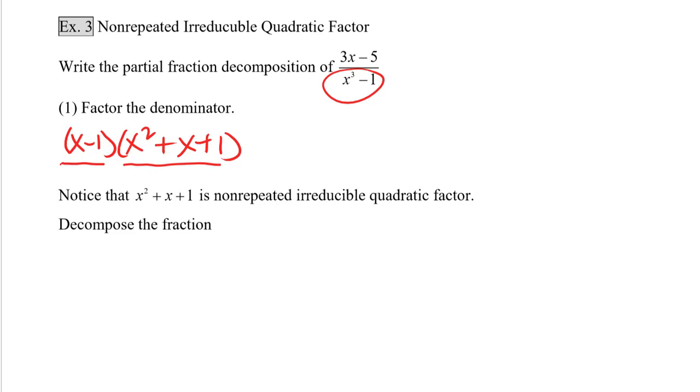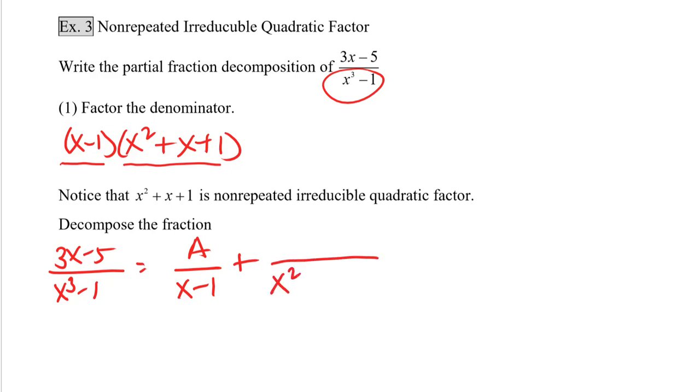So we're going to now decompose the fraction, so we can say 3x minus 5 over x cubed minus 1 is equal to a over our linear factor x minus 1. But remember when I said that the degree of the numerator is always one less than the denominator, so with a linear factor we have a constant in the numerator, but if we have a quadratic factor in the denominator, that means that the numerator has to be linear. So I'm going to write this as bx plus c.